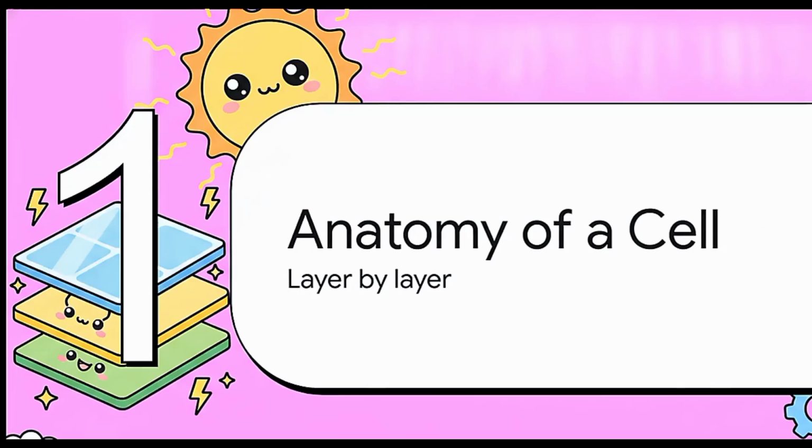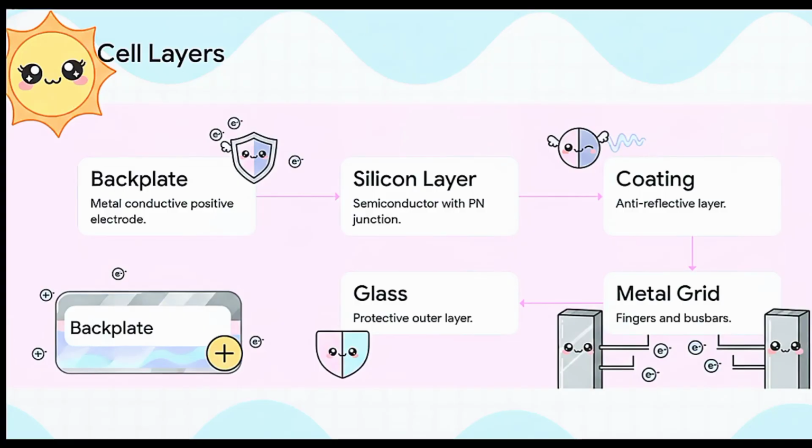All right, moving to section 1, anatomy of a cell. If you were to slice a solar panel open, you'd see it's basically a highly engineered sandwich. At the very bottom, you've got a solid conductive metal backplate. Sitting right on top of that is the absolute star of the show, the silicon semiconductor layer. Now, raw silicon is super shiny, and we definitely don't want sunlight just bouncing off it back into space, so they slap on an anti-reflective coating.